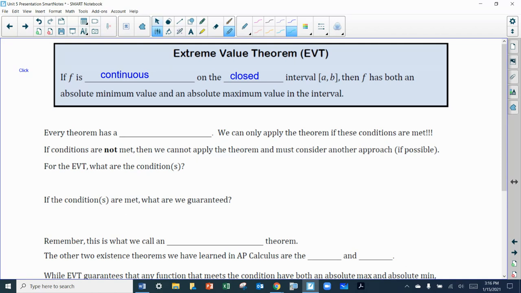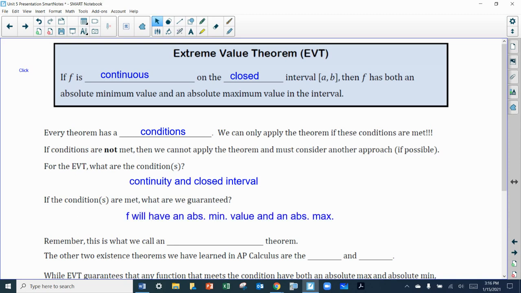Every theorem has a condition or multiple conditions. In this case, we had two on ours. We can only apply the theorem if the conditions are met. We've been working with that. If the conditions are not met, then we cannot apply the theorem and we must consider another approach. For the EVT, what are those conditions? Well, you need continuity and you need a closed interval.